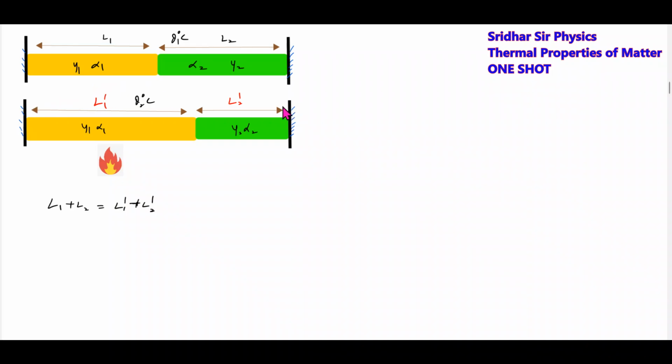Because these are rigid walls, when I increase the temperature, both the rods will expand. Now, what is L1 dash? We should write it like this, separately first. What is L1 dash equal to? L1, due to thermal expansion, and there will be compression.